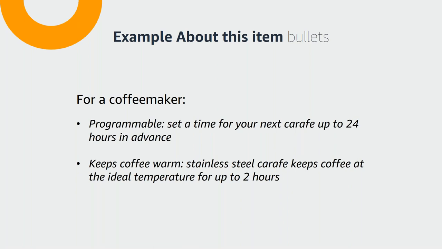Here are two example About This Item bullets that highlight features of a coffee maker. Programmable, set a time for your next carafe up to 24 hours in advance. Keeps coffee warm. Stainless steel carafe keeps coffee at the ideal temperature for up to 2 hours. Notice that both bullets start with a short summary, then offer a longer description. That format works well for many items in the Amazon store.